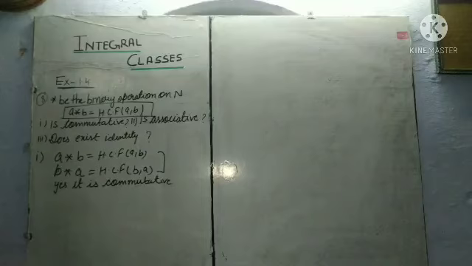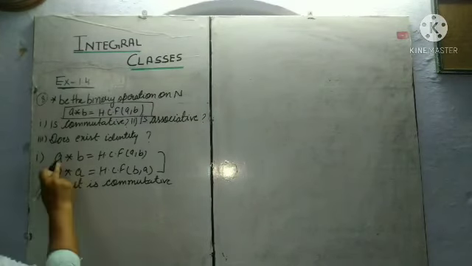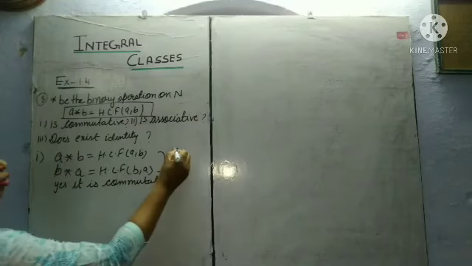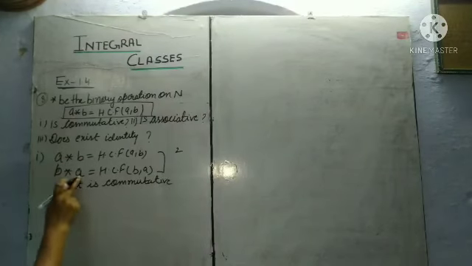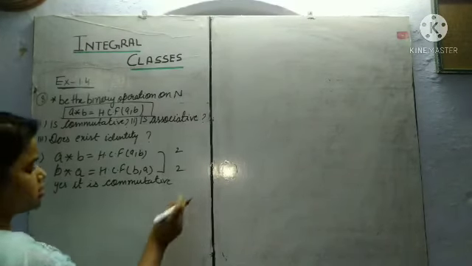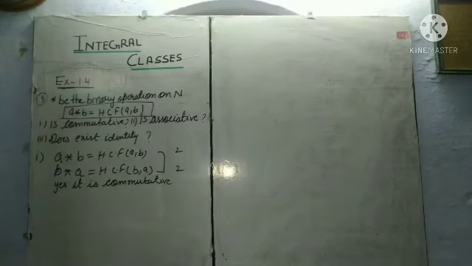If you want to take an example also, suppose we take A equals 2, B equals 6. So HCF of 2 and 6 is 2. Now again, HCF of 6 and 2 is 2. So these are the same. So we have to prove this here.